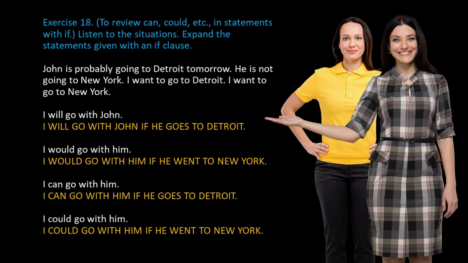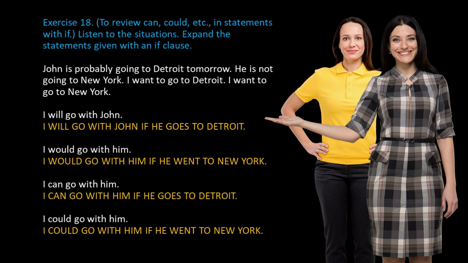Exercise 18. To review can, could, etc., in statements with if. Listen to the situations. Expand the statements given with an if clause. Examples. John is probably going to Detroit tomorrow. He is not going to New York. I want to go to Detroit. I want to go to New York. I will go with John. I will go with John if he goes to Detroit. I would go with him. I would go with him if he went to New York.